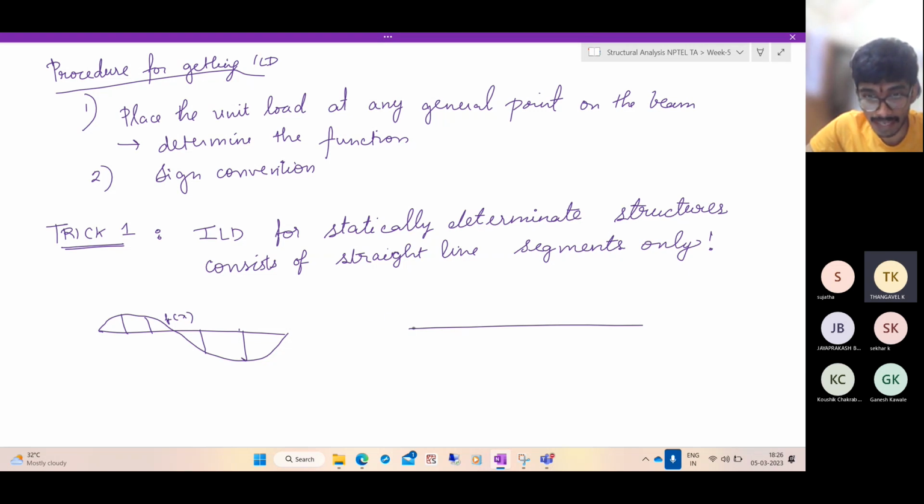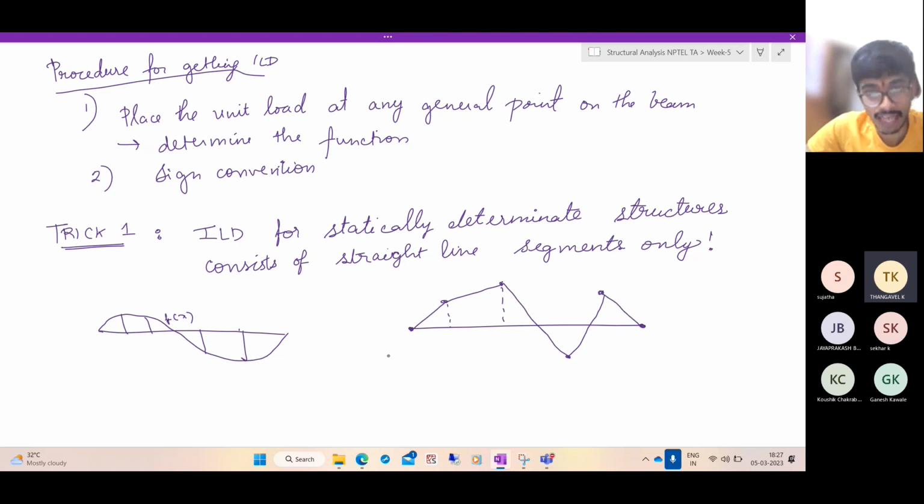So what does it mean? It means that if I get the value of the function, the force function for which you are drawing the influence line diagram, at specific points on the beam, then we can just connect them by straight lines. That's it. So this is a very useful trick that is helpful.